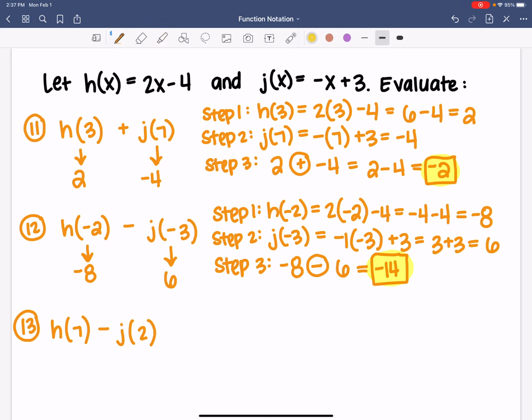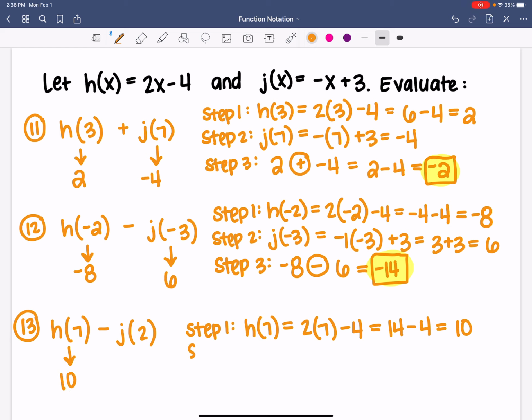And finally, number 13, we have h of 7 minus j of 2. Step 1 is to find h of 7 first. So h of 7 means we're looking at h of x, and we're going to plug in 7 for x. All right, so simplifying, 2 times 7 is 14. Bring over the minus 4. 14 minus 4 is 10. So h of 7 is 10.